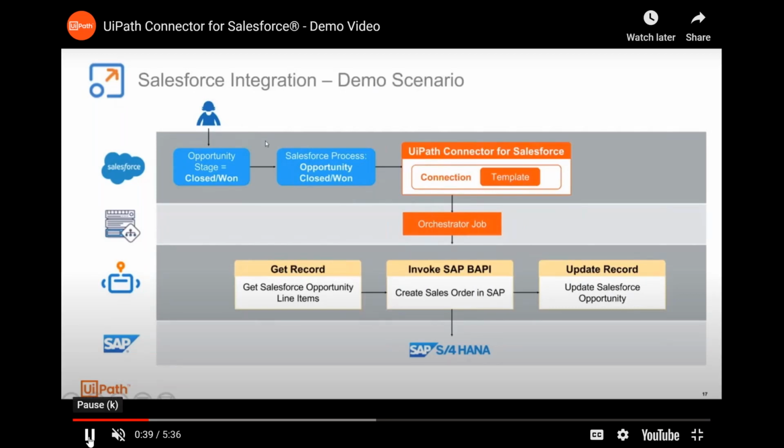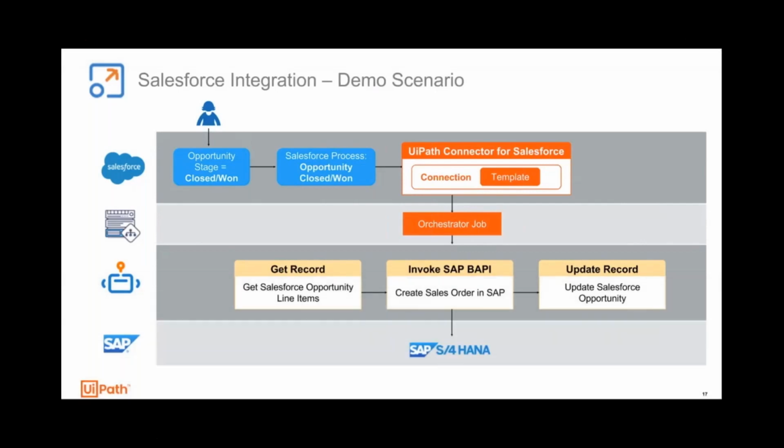So in order to implement this use case, you could drag the UiPath connector for Salesforce into a process flow in the Salesforce cloud that reacts to the event of opportunities being closed won. And that could trigger a job in UiPath's orchestrator to execute a UiPath robot to collect information about the opportunity that was just won, create a sales order accordingly in the SAP environment, and then return to Salesforce and update that opportunity with information about the order.